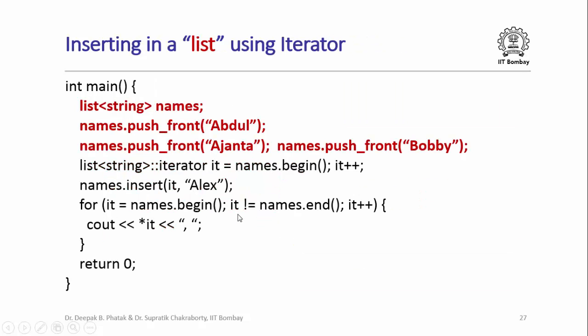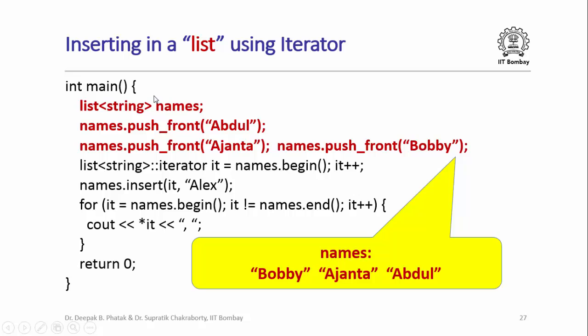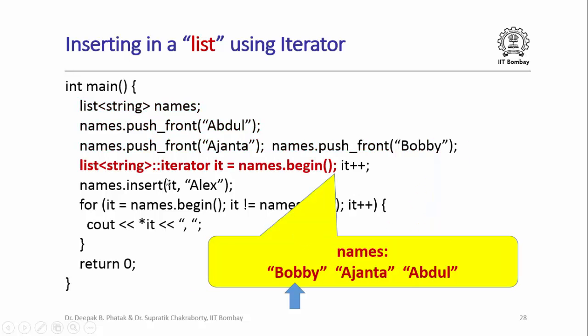I can also insert an element in a list using the iterator. So for example, here is that little code fragment which forms the list that we just saw. And then after this code fragment in brown is executed, I basically have the names list looking like this. Bobby is at the front, then is Ajanta, then is Abdul. And then I say IT is an iterator of the list class instantiated with the string type, and IT is initialized to names.begin. Basically the iterator IT is pointing to the front of the list, that is to Bobby.